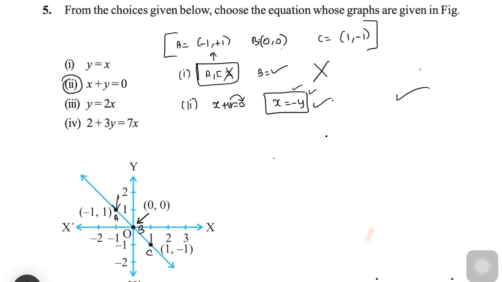The next one, just comparing option 3. Y is equal to 2x. But comparing, y and x only change sign, not any difference in value. So option 3 is not correct.